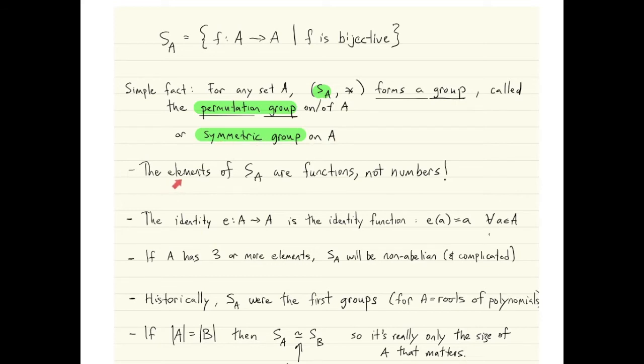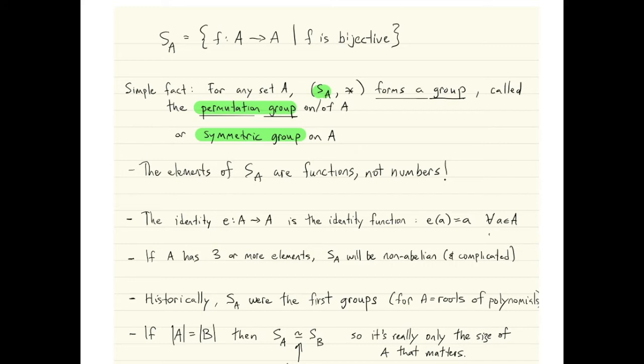And again, the elements of S of A are functions, or maps is sometimes what I'll call them, not numbers. The identity element, every group has to have an identity element. So what's the identity element in here? Well, it's the identity function, the function that if you give A as input, it gives that same number A as output.